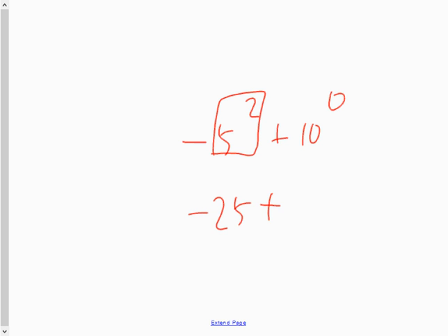Question 16. The opposite of 5 squared plus 10 to the 0. The opposite of 5 squared is not negative 5 times negative 5. Since 5 squared is 25, the opposite of that will be negative 25. Any base to an exponent of 0 is 1. So when we simplify the exponents, we get negative 25 plus 1, which is negative 24. How many got that wrong? A few people. Easy mistake to make.